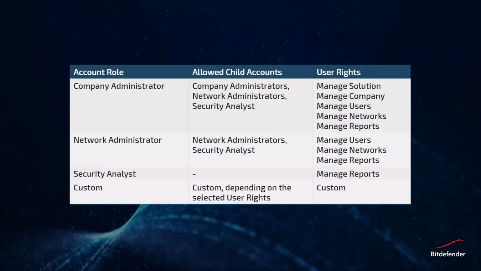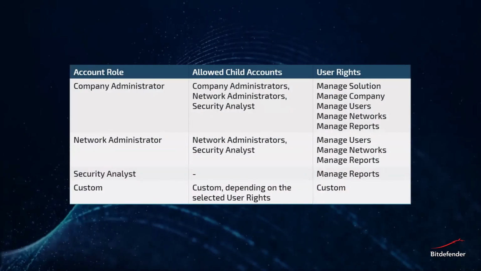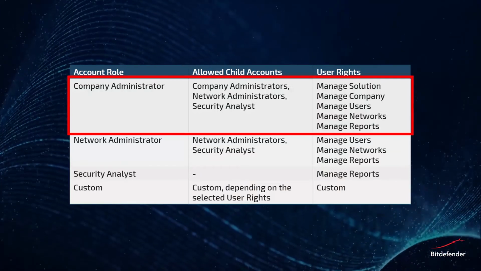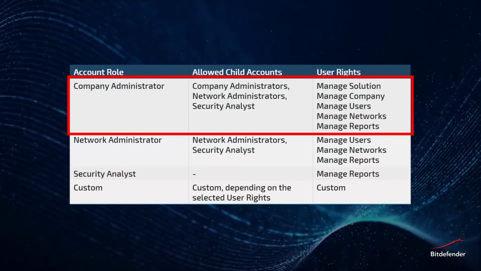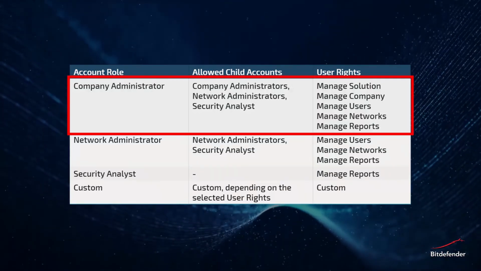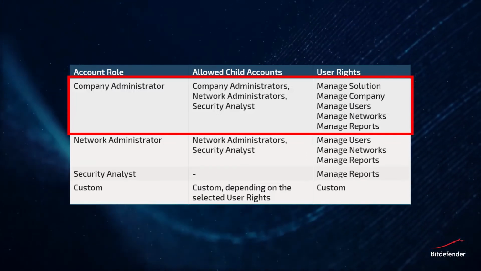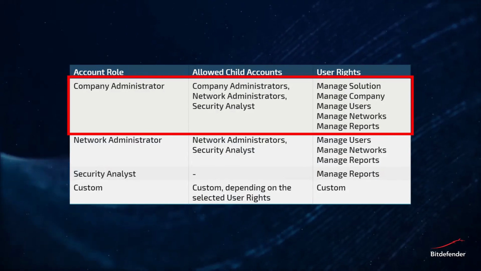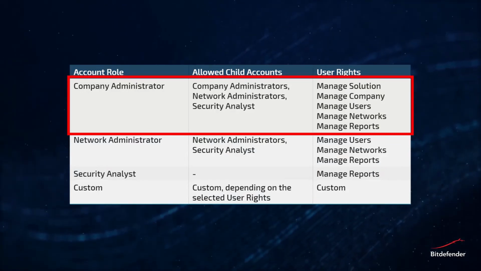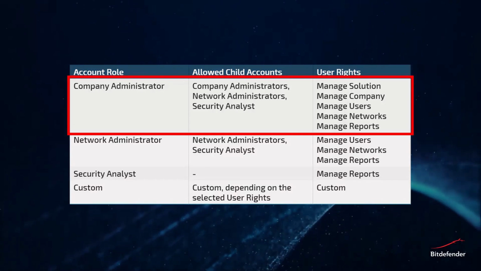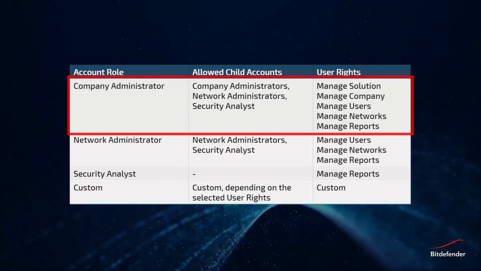The relationship between different account roles and their user rights can be seen here. A company administrator has full access to all management features of the Gravity Zone solution. A company admin can configure Control Center, manage the security service license keys and user accounts, while also having administrative privileges over the company's network security settings. Company admins can create accounts with privileges lower or equal to them.